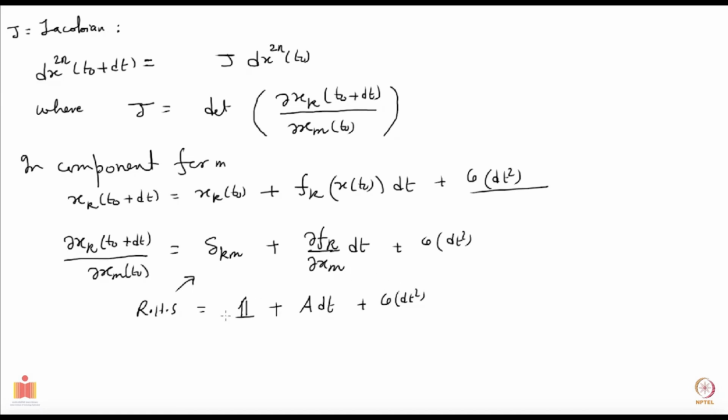So what we want to do is look at the determinant of this. We are interested in finding out the determinant of 1 plus A dt, and we want the result only up to dt, not higher order contributions. That's actually easy, not very difficult. There are many ways to do this, but you can use the following formula, which you should be familiar with.